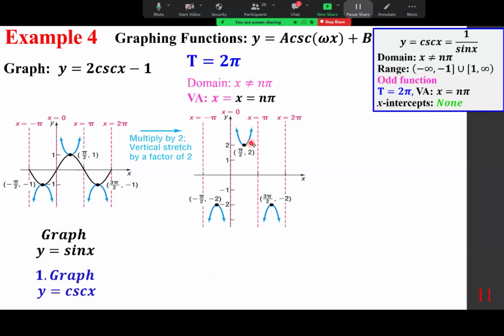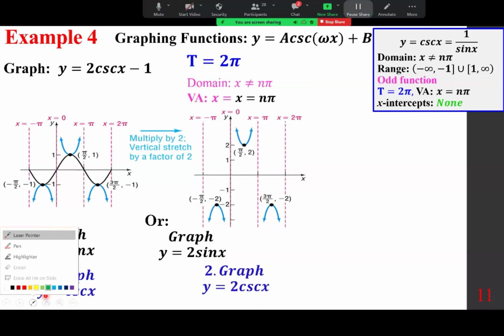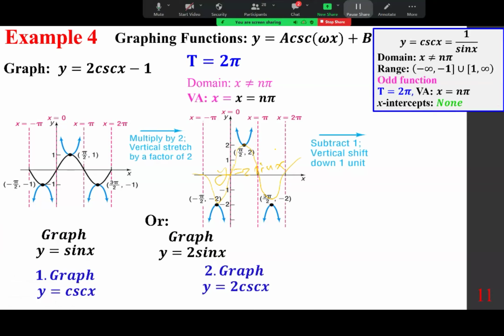We are going to subtract 1, so we graph 2 sine x, okay? The second method is to graph 2 sine x and then flip it over, okay? 2 sine x would be like this. Just to give you an idea, 2 sine x. Okay, y equals to, you could do that. Okay, now subtract 1, that means shift it down by 1 unit.